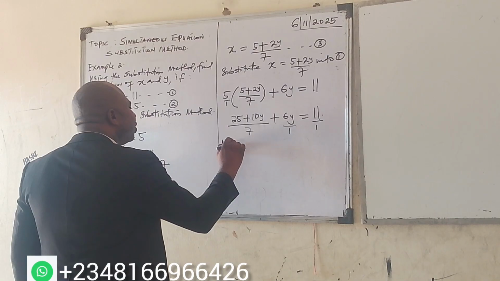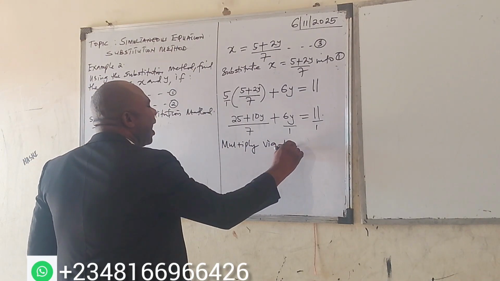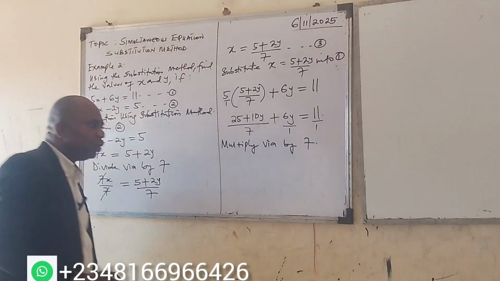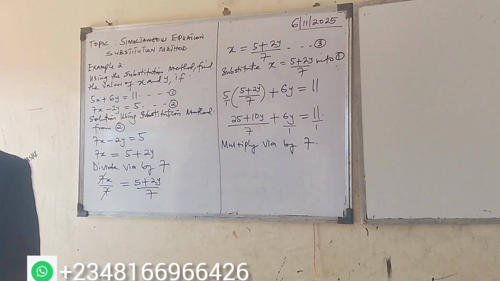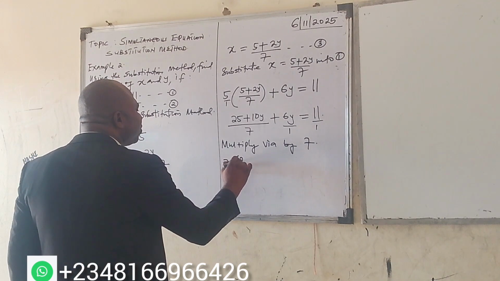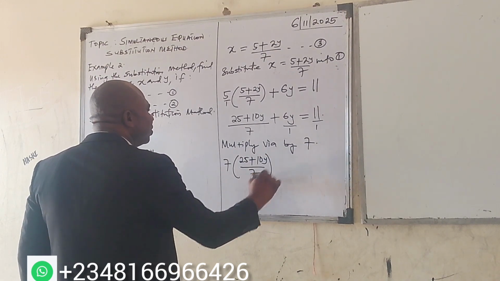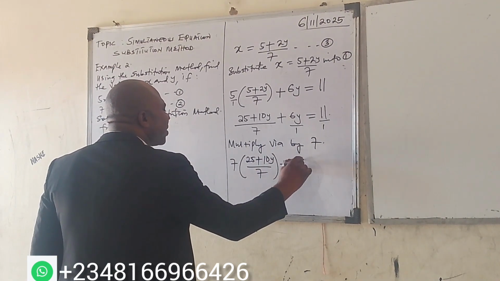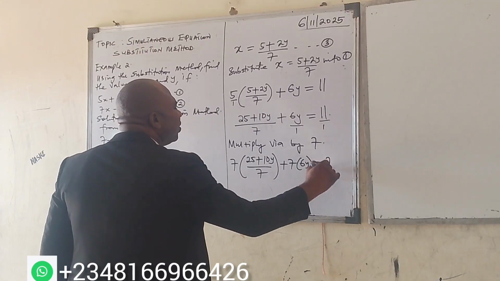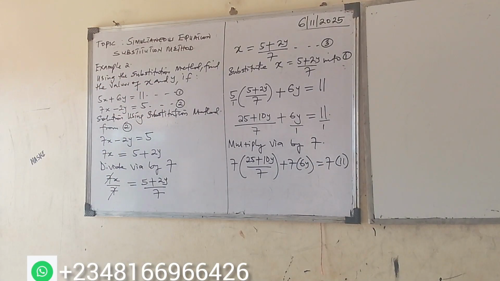Here we are going to multiply through by 7. It means we are multiplying both the left hand side and the right hand side by what? 7. That's very good. So here we have 7 in brackets 25 plus 10y all over 7, plus 7 in brackets 6y is equal to 7 in brackets 11. Are you there? Yes, sir.